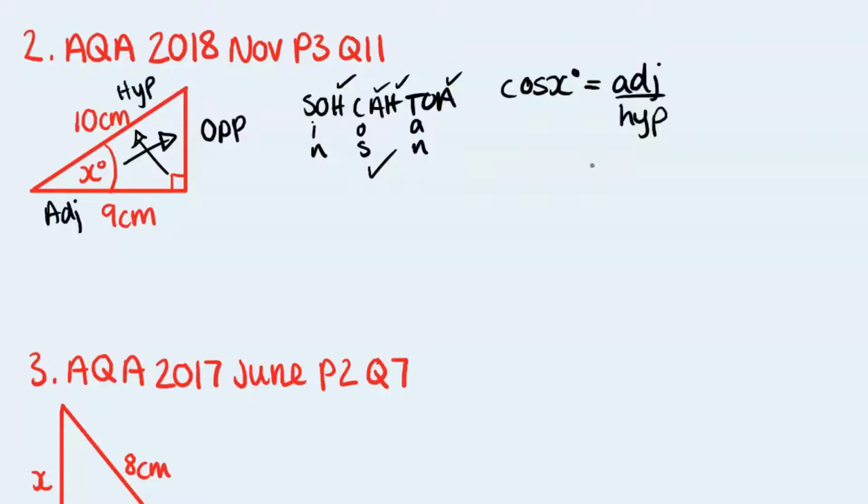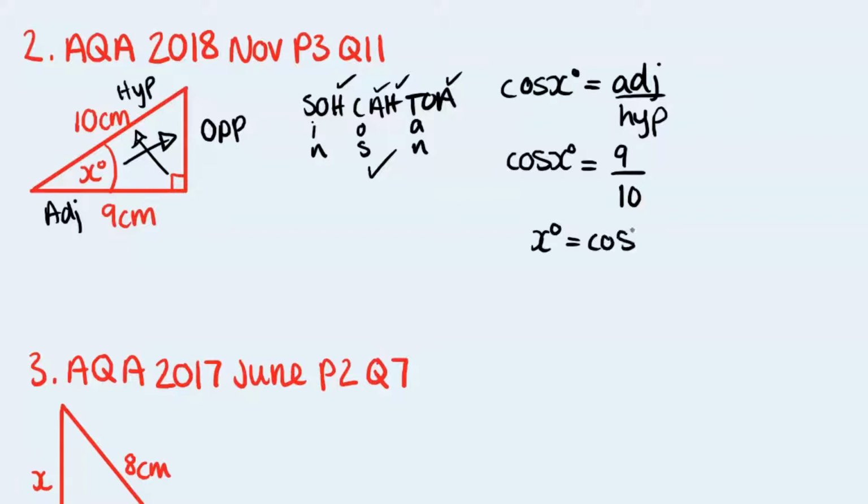Okay, so this is a new equation that we need to use. So all we have to do is just substitute the values that we know. So we don't know the angle, so it will just be cos x, just like that. Now what's adjacent? So we're told it's 9 centimeters, then the hypotenuse is 10 centimeters. Okay. Now what we want to do is rearrange this to get the angle by itself on the left hand side. So in that case, what we want to do is take the inverse cos.